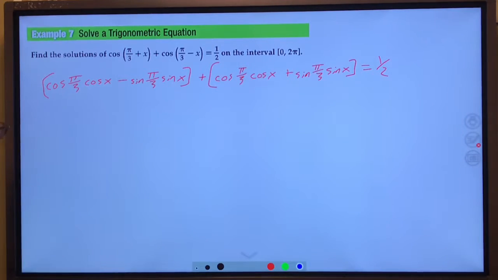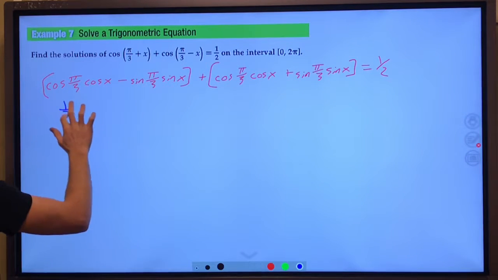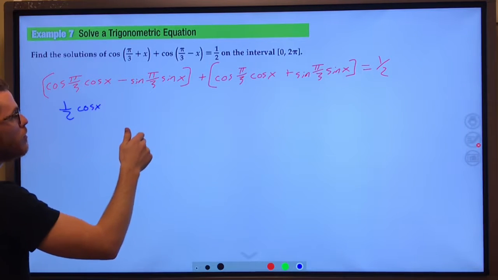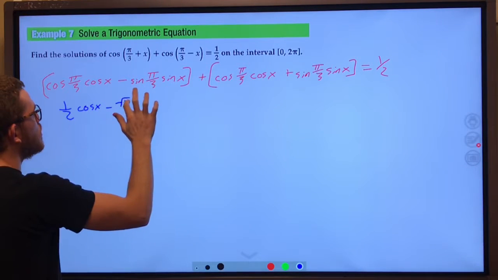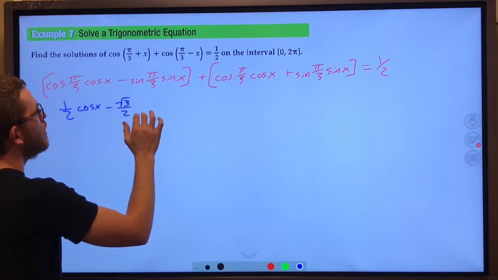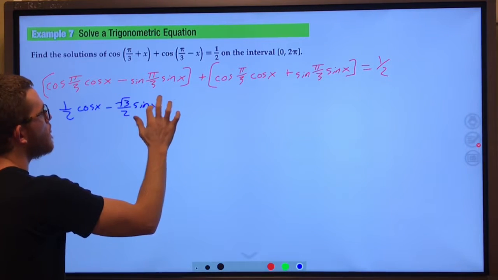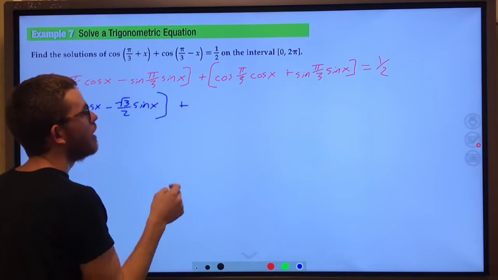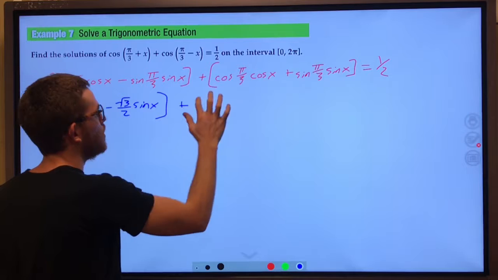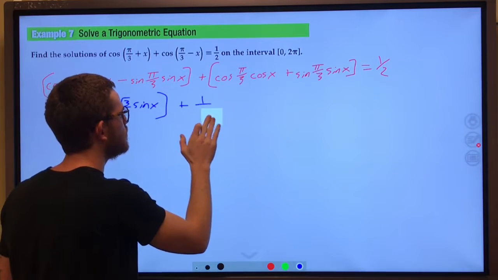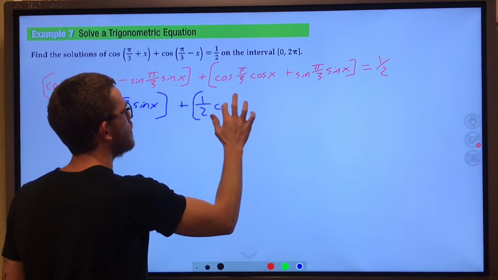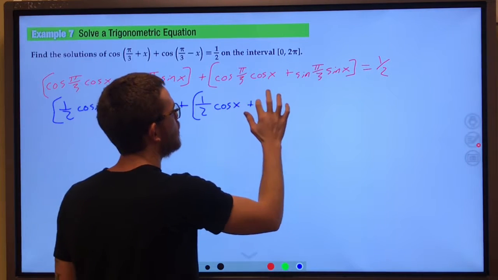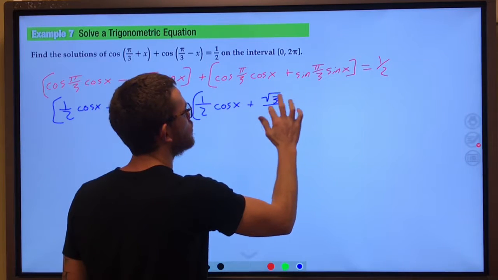I know cosine of pi over 3 is a half, so 1/2 cosine of x. Here, sine of pi over 3 is root 3 over 2 sine of x. Plus, cosine of pi over 3, once again, is 1/2 cosine of x. Over here, I have plus the square root of 3 over 2 sine of x.